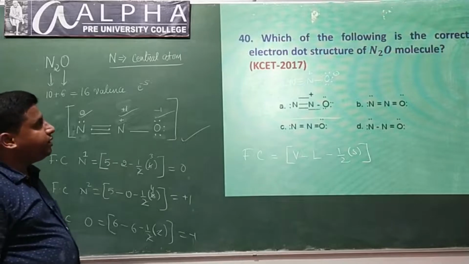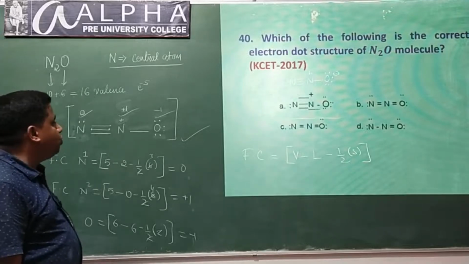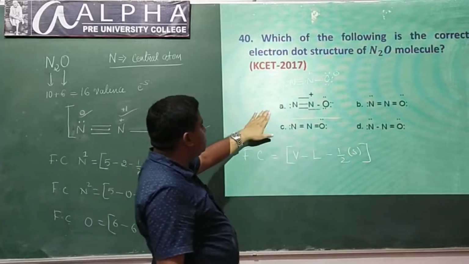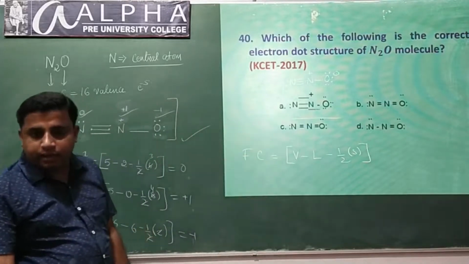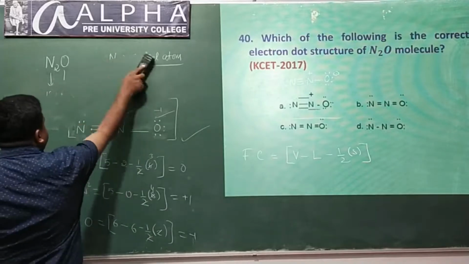Which of the following is the correct electron dot structure for the N2O molecule? Yes, of course, it is option A. Simple. Next question, students.